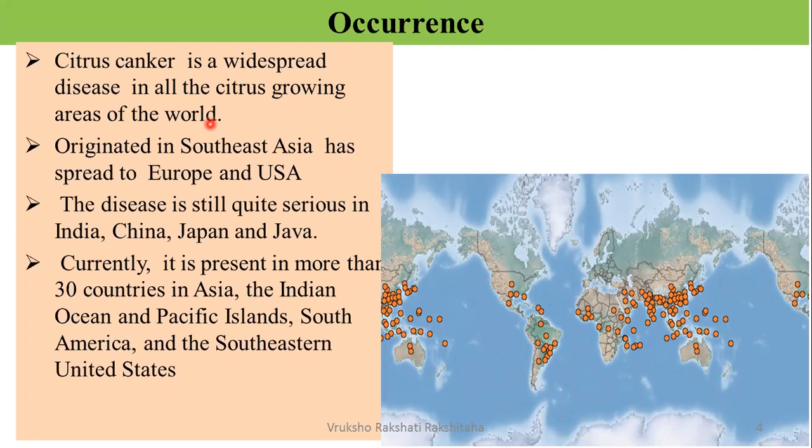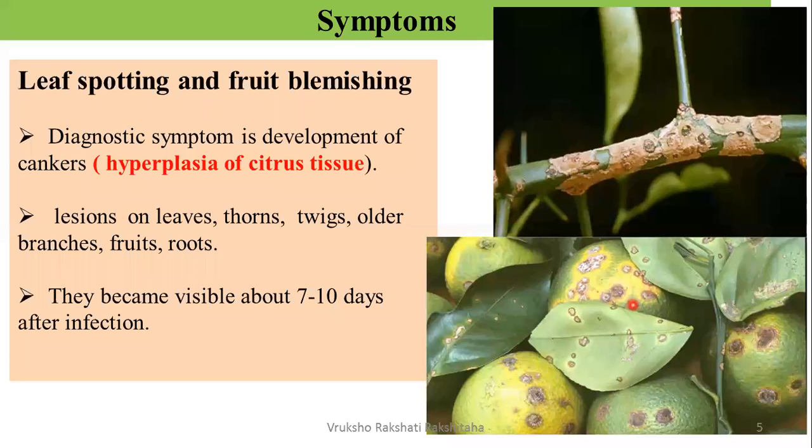Presently, citrus canker is occurring in more than 30 countries in Asia, in the Indian Ocean and Pacific Islands, South America, and southeastern United States. So here is a picture showing the distribution of the citrus canker disease in different countries of the world.